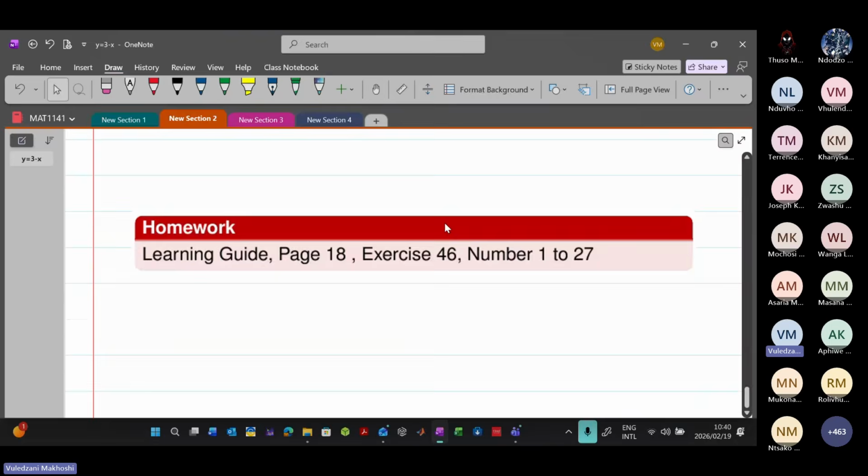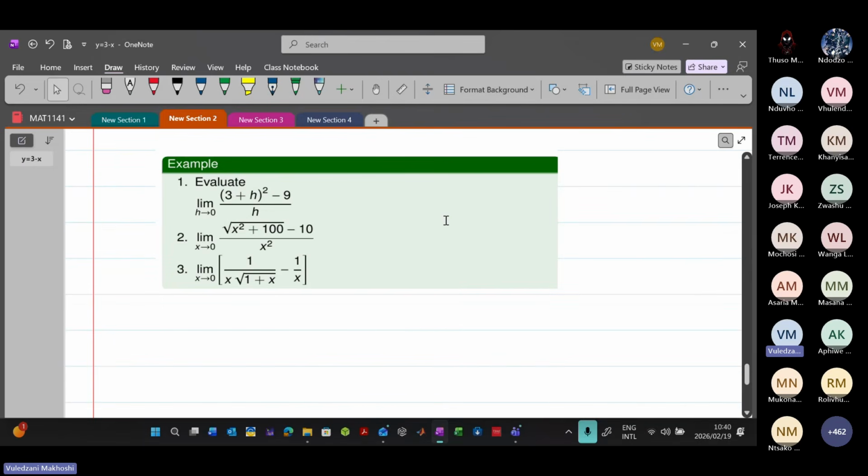Lastly, let us look at these 3 examples. The first one here, they say evaluate the limit as h is approaching 0 of (3 plus h) squared minus 9 over h.